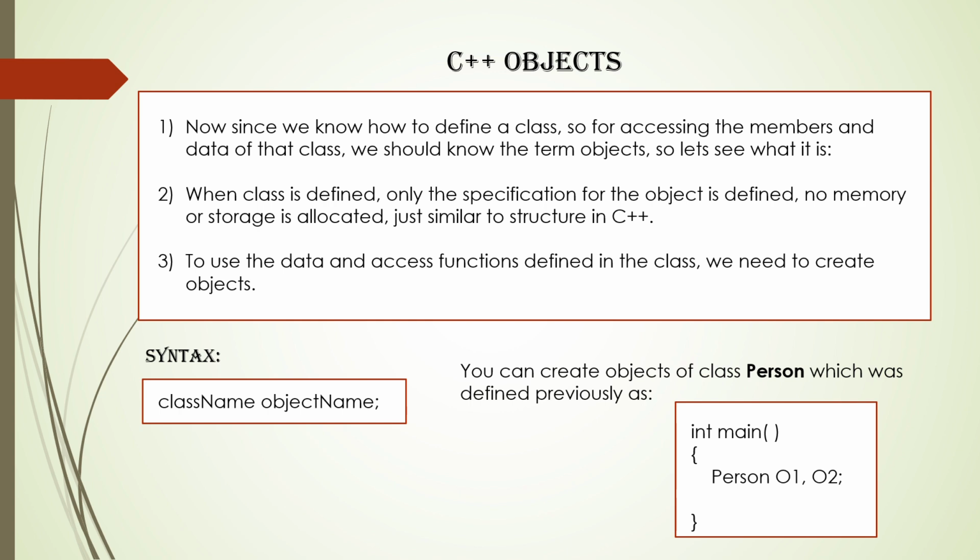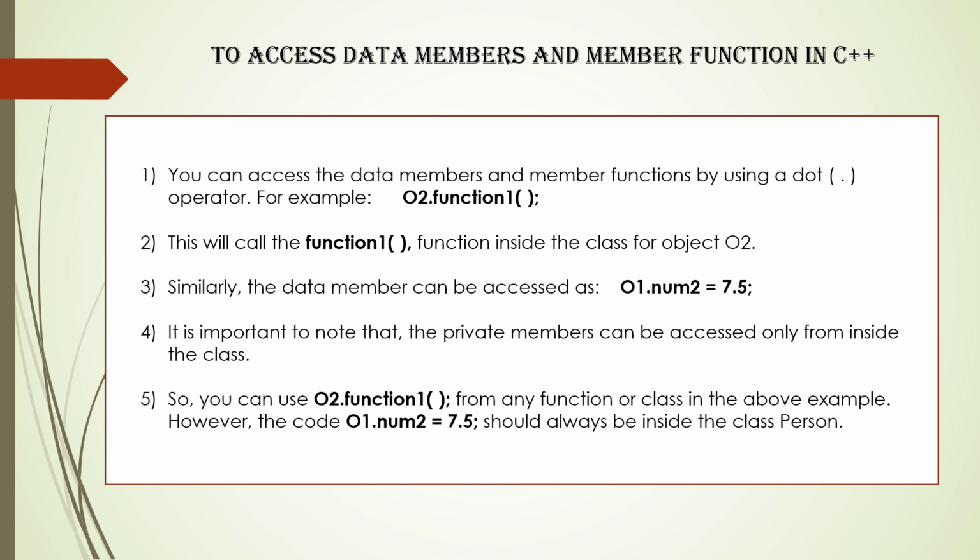Now since we know how to define a class and how to declare an object of that class, the matter is how we should use the object to access the data members and member functions of that particular class. We can access the data members and member functions by using a dot operator. See here, the dot operator. You can access the member function and data member by using the dot operator. Focus on the syntax here.